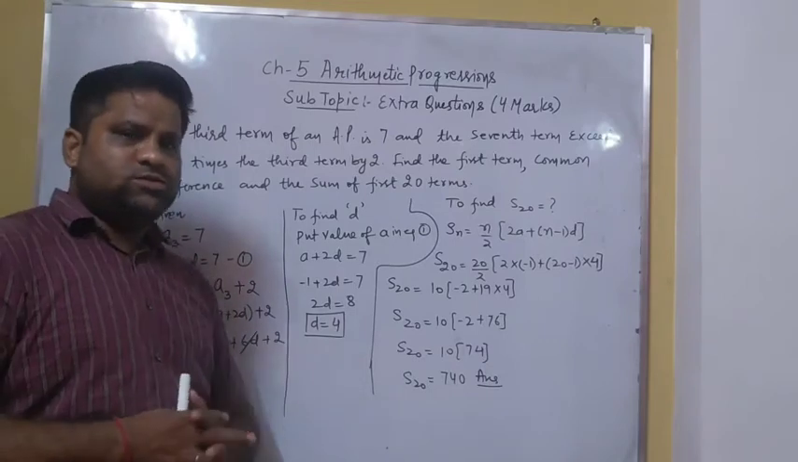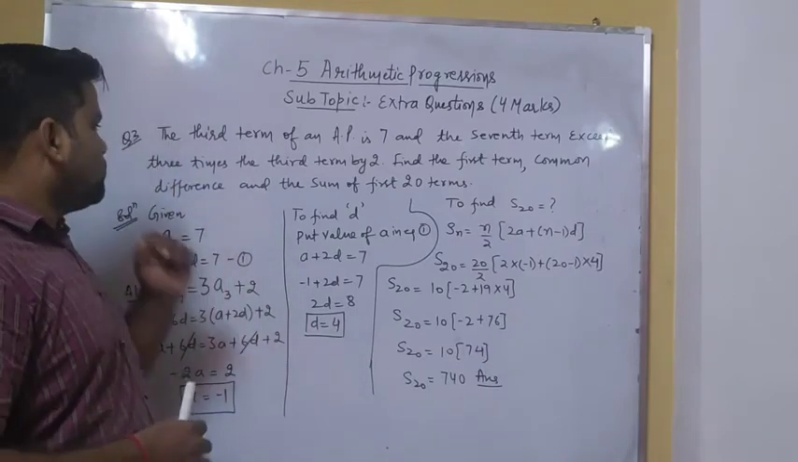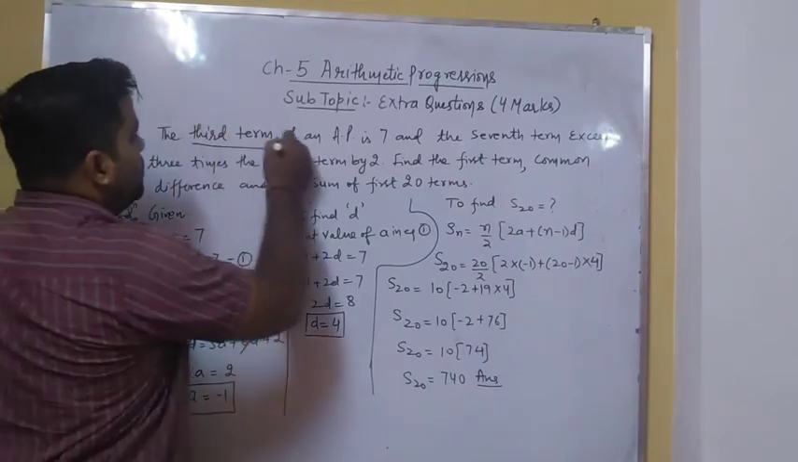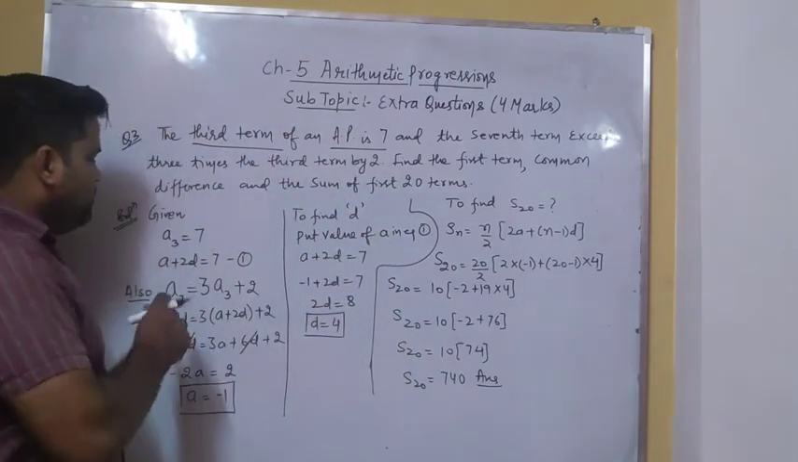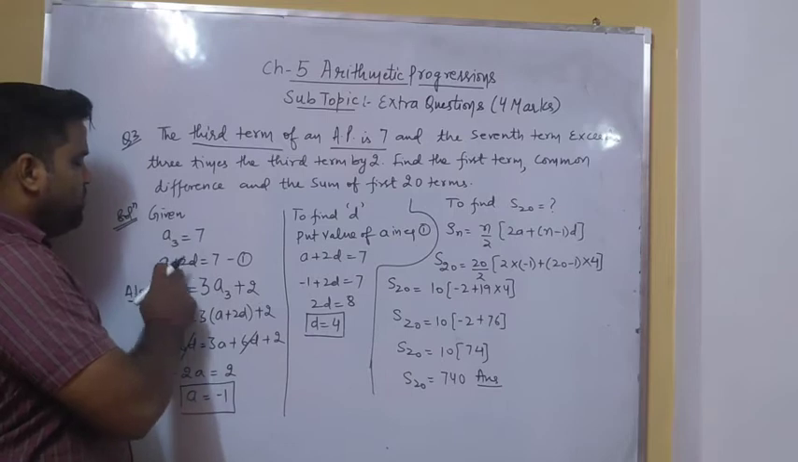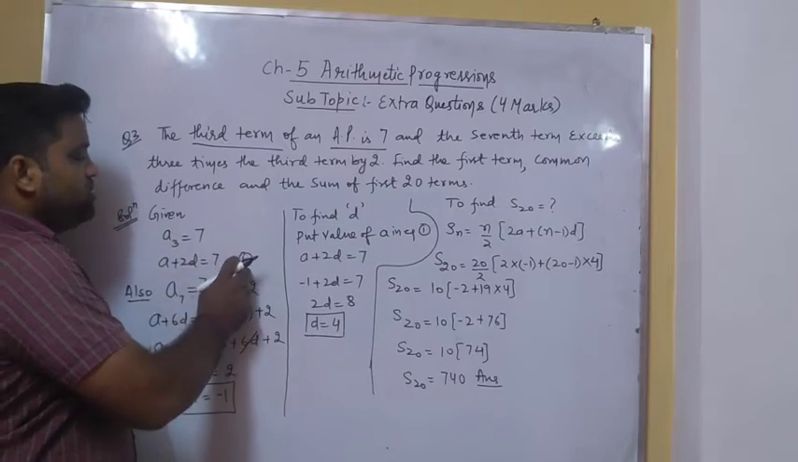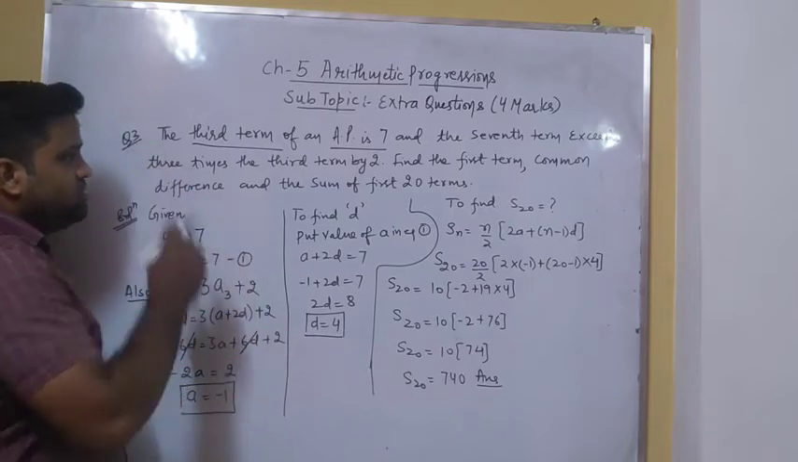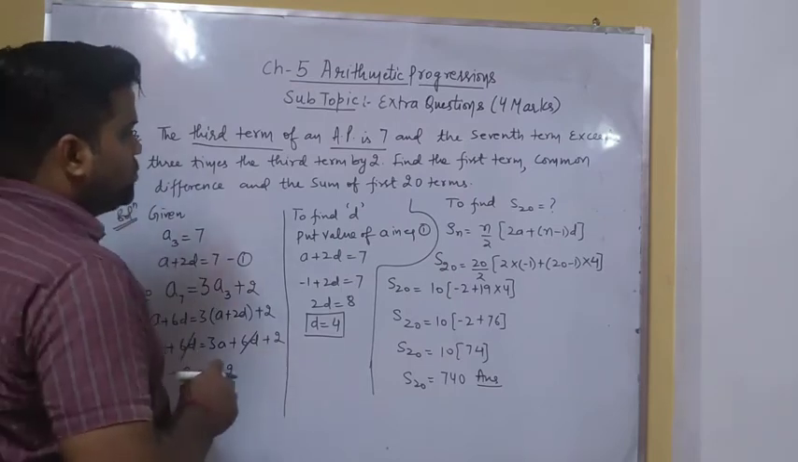Now let us come to the solution. In the question, we are given that the third term of an AP is 7. So our third term is a3 equal to 7. We can write our third term as a plus 2d equal to 7, and we consider it as equation number first.